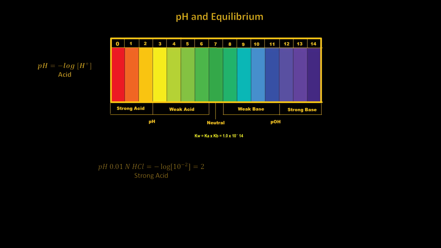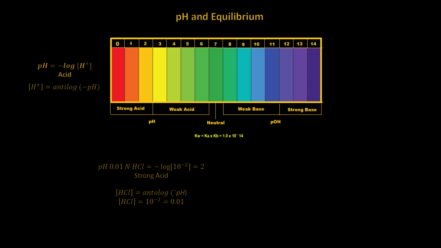Using a 0.01 normal solution of HCl, for example, the pH value is equal to the minus log of the molar value. As the equation shows, 0.01 is equal to 10 to the minus 2. The minus log of 10 to the minus 2 is 2. Using some litmus paper or a pH meter, the pH meter would read a pH of 2. Knowing this value, the molarity of the solution can be determined. It is the antilog of the pH value, or simply 10 to the minus 2 as shown.